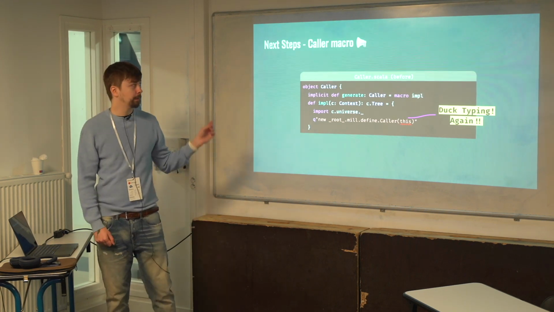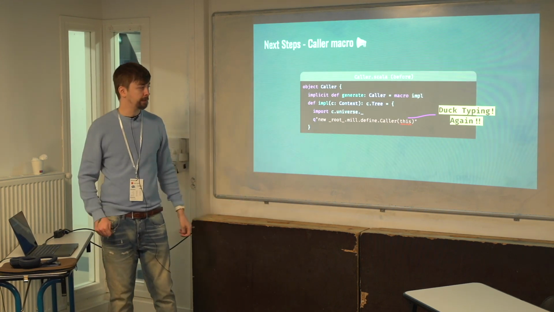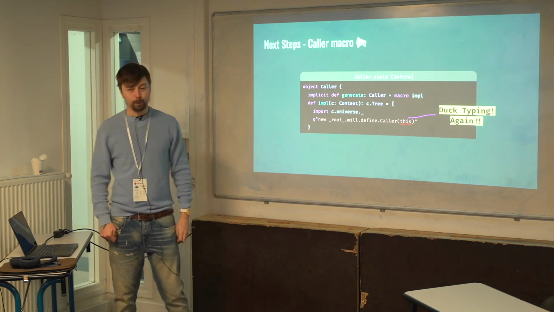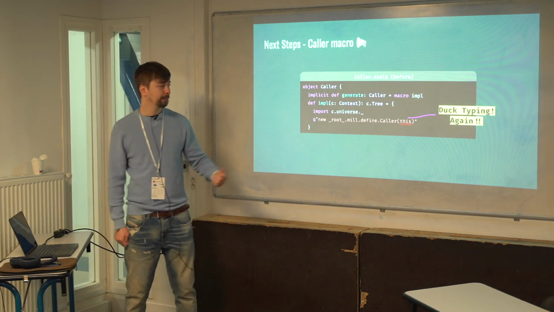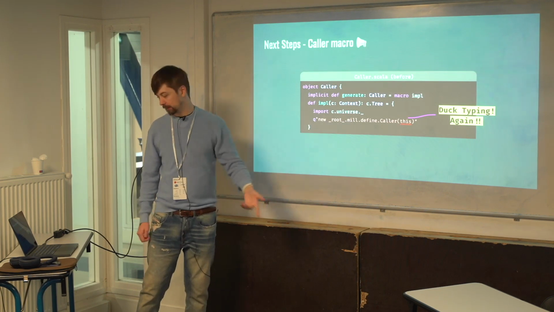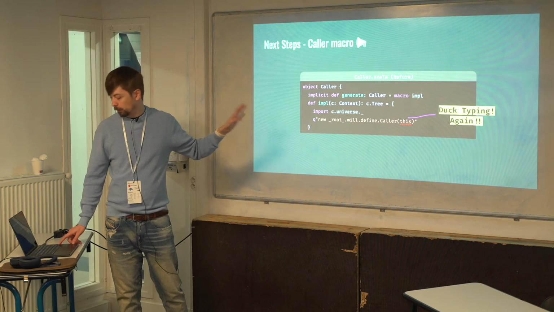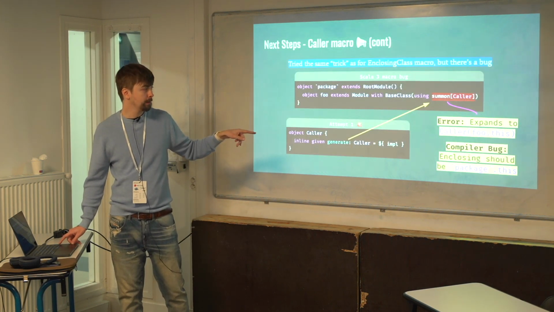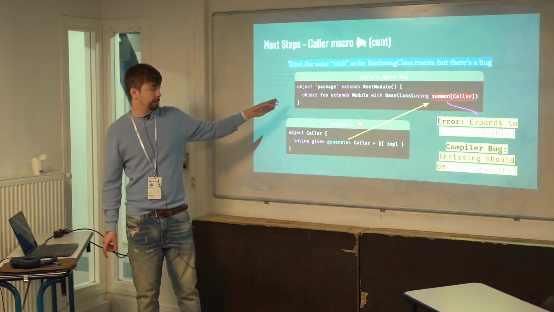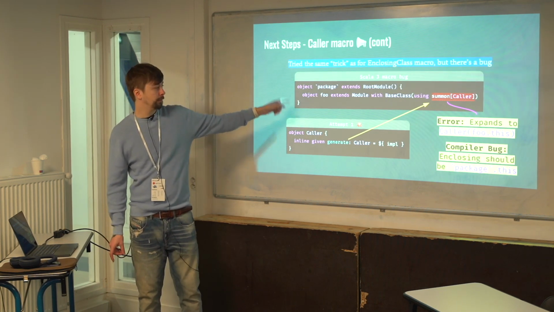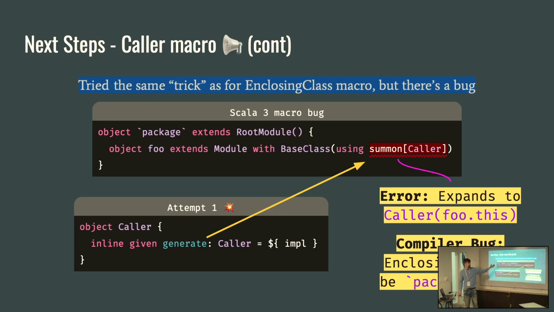A very similar story with the caller macro, which basically says, where was this method called from? So just construct caller with this, the exact same story, except it's kind of broken, and I could not port this to Scala 3 because let's say we have this example here where this is actually some Mill code where you have a module foo, and it will get inserted this extends base class, and the context extends this caller thing.